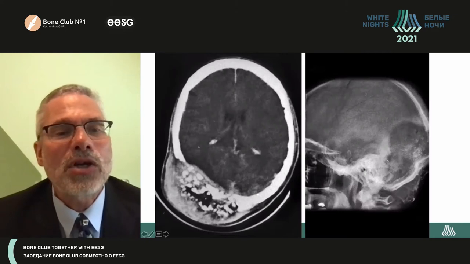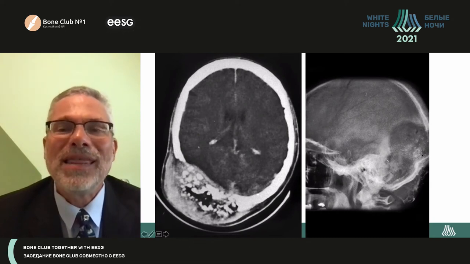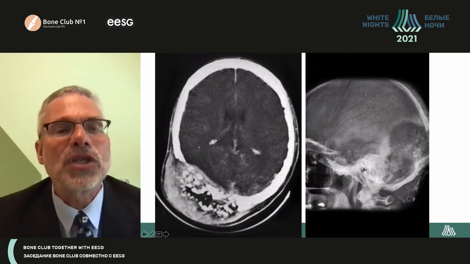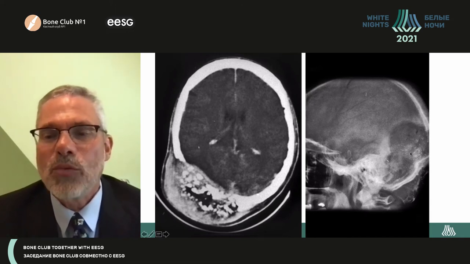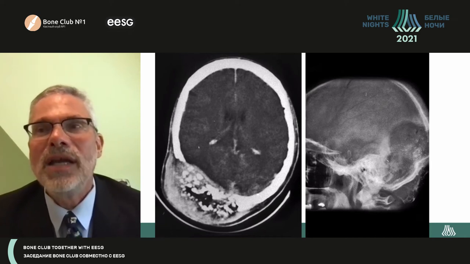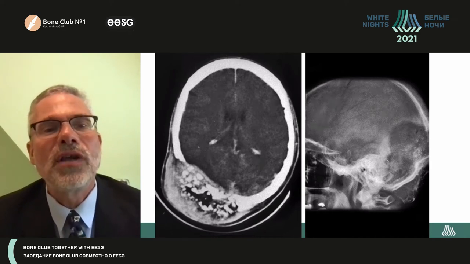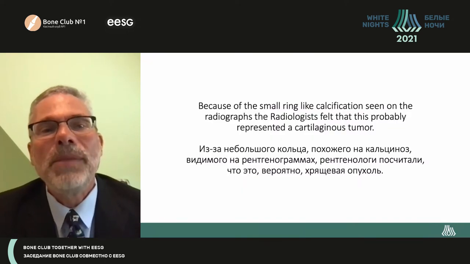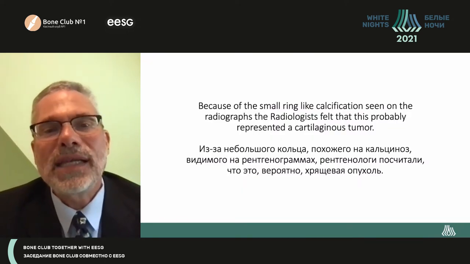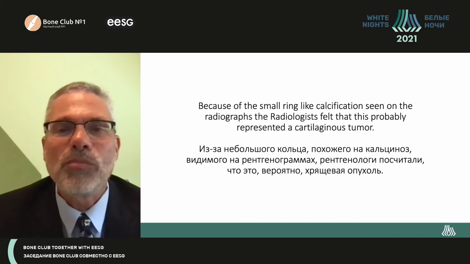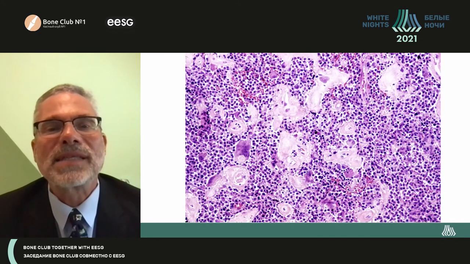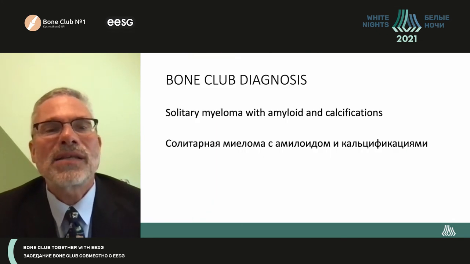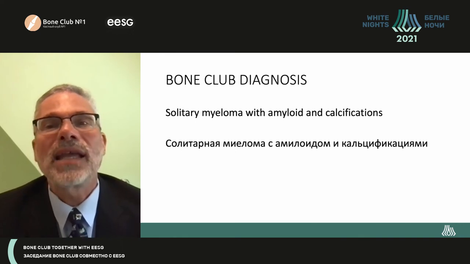And here we see this large mass with these densities, both on CT and on plain film, that resemble chondroid calcifications. These are the calcifications that can occur in amyloidosis, which is why calcified amyloid in myeloma can be confused with chondrosarcoma. Because of the small ring-like calcification seen on the radiographs, the radiologist felt that this tumor probably represented a cartilaginous tumor. And here we see the sheets of plasma cells. And this is solitary myeloma with amyloid and calcifications.